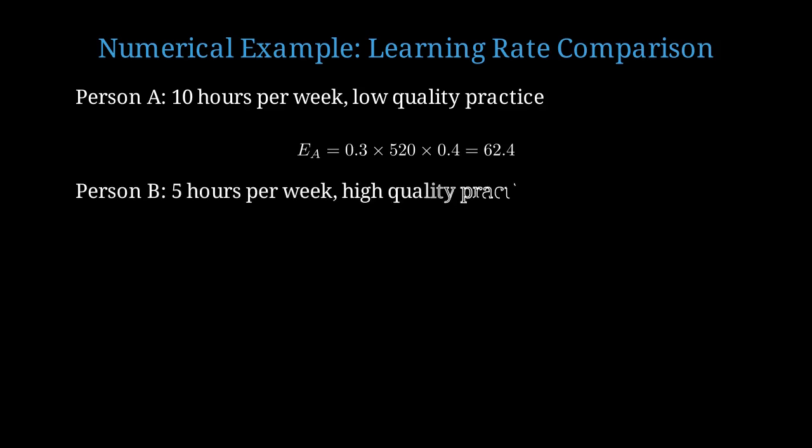Person B studies only 5 hours per week, but tackles challenging problems with full focus. Quality is 0.9. Focus is 0.9. That's 260 hours per year. Their expertise score is 210.6. More than 3 times higher with half the time investment.